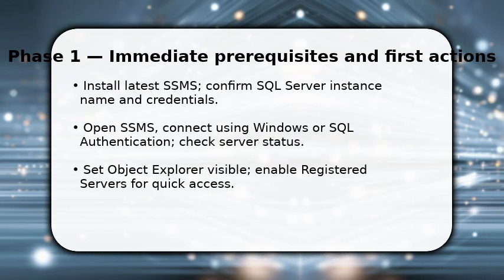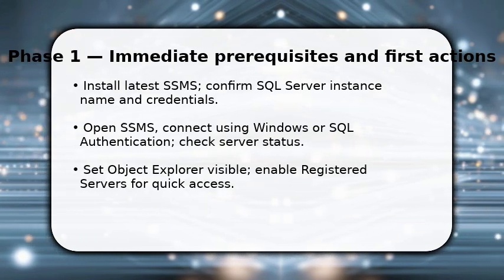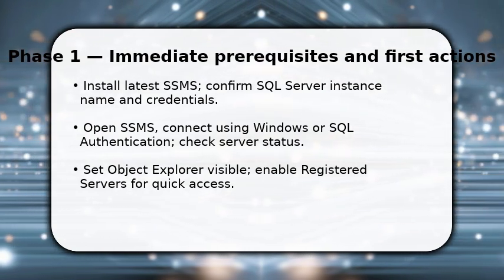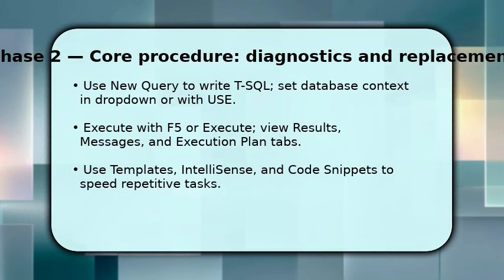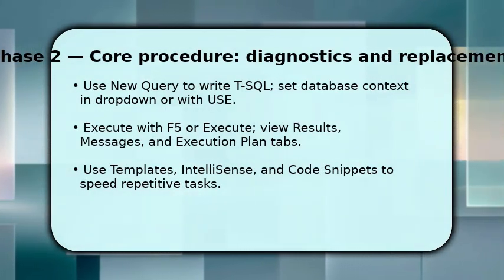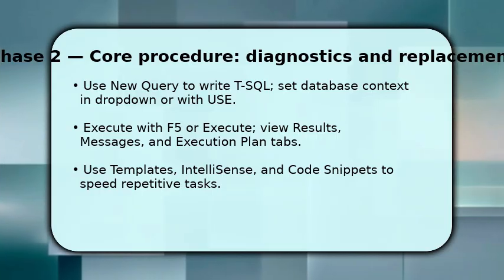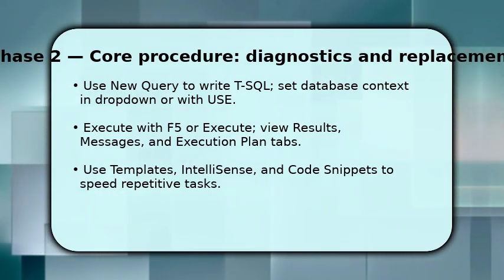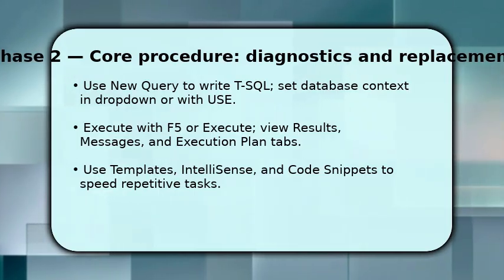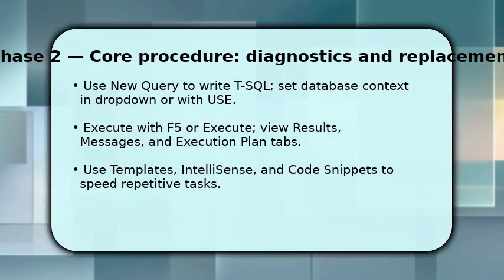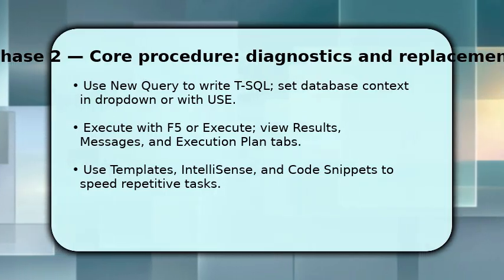By taking these first steps, you avoid back and forth later, and can move straight into querying. Once done connecting, open a new query and set the correct database context, either via the drop-down or with a USE statement. You write T-SQL, then run it with F5 or the Execute button. Check results for data and messages for errors. Make sure to enable the execution plan when tuning performance.